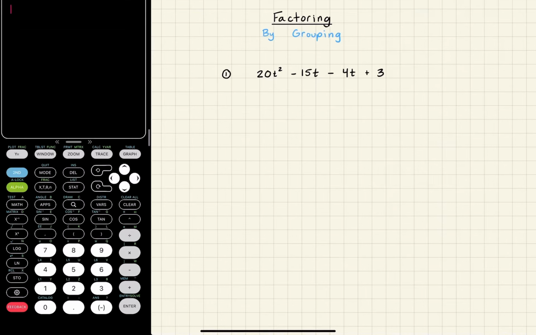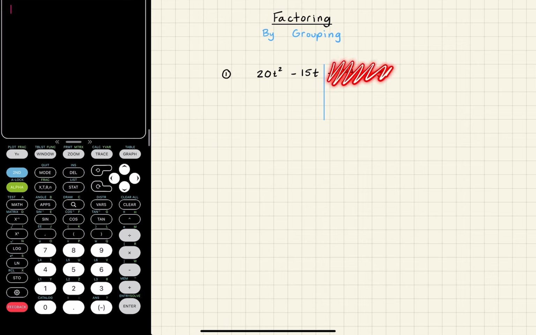Let's take a look at factoring by grouping. So grouping is used whenever we have 4 terms to deal with. 4 terms, and you will utilize grouping. And what that means is we're going to group terms together. So you can kind of think of it as splitting the 4 terms down the middle. So we've grouped these 2 terms together and these 2 terms together.